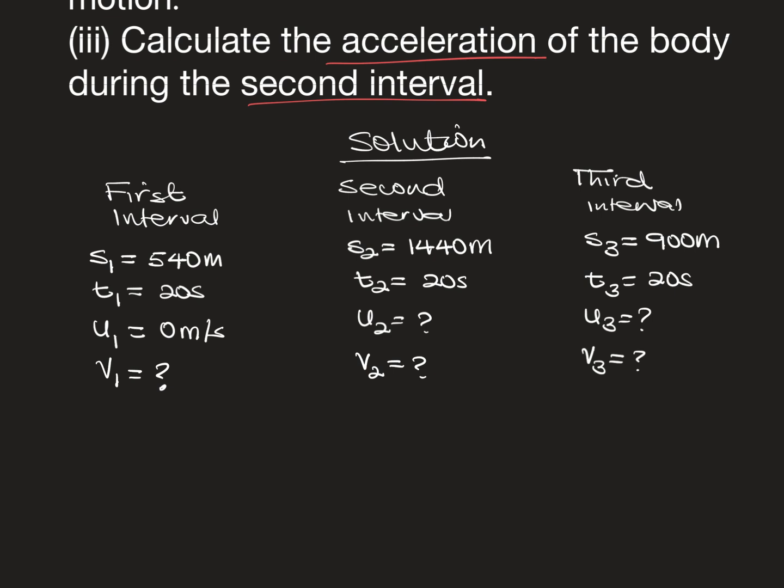So in that case, the final velocity for the first interval will be the initial velocity for the second interval. The final velocity for the second interval will be the initial velocity for the third interval. Okay? So the first question is asking us to find the final velocities at the end of each interval. So which of the equations of motion can we use to calculate that? We can use S is equal to (U plus V) divided by 2, all multiplied by T.